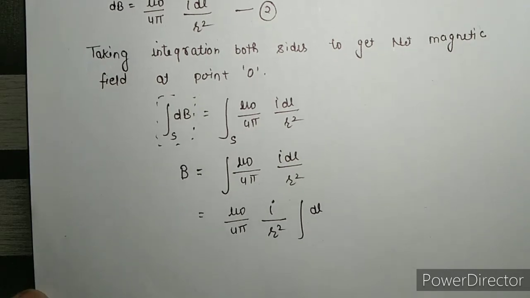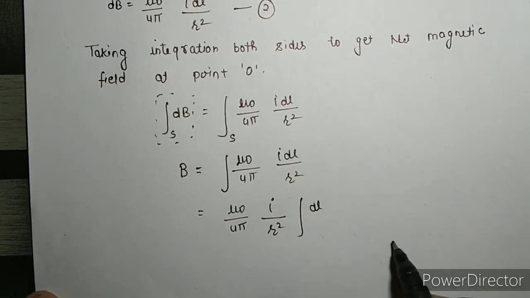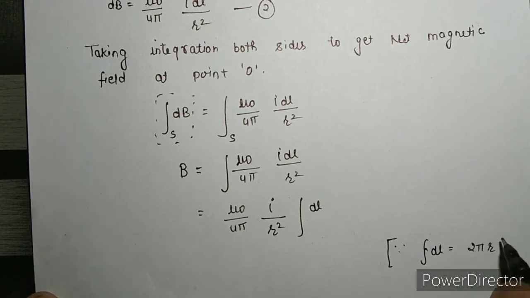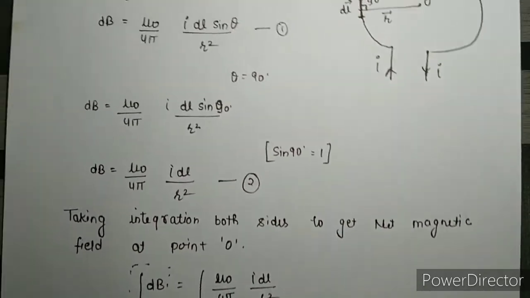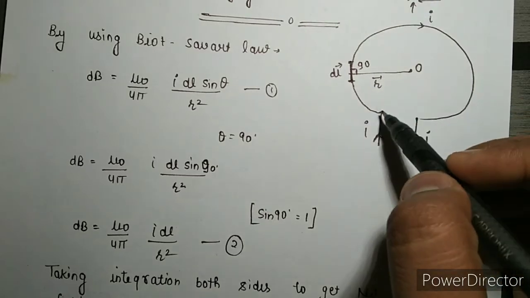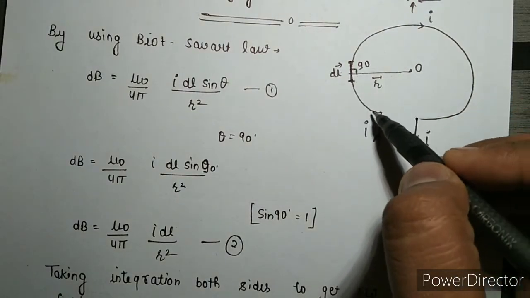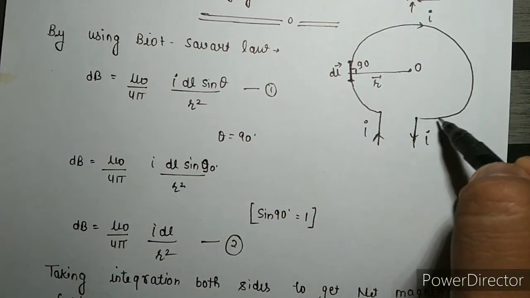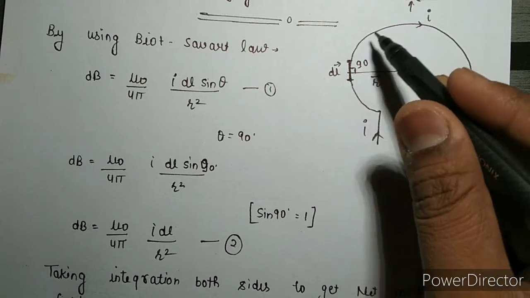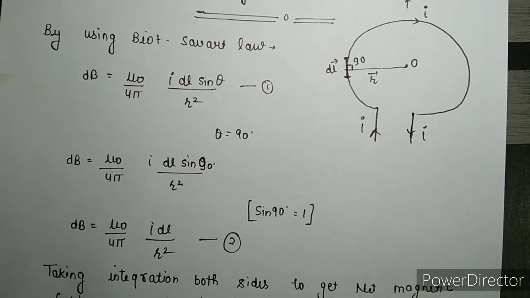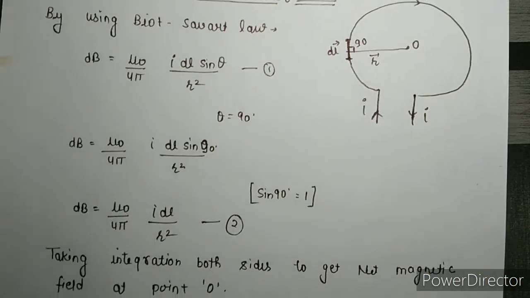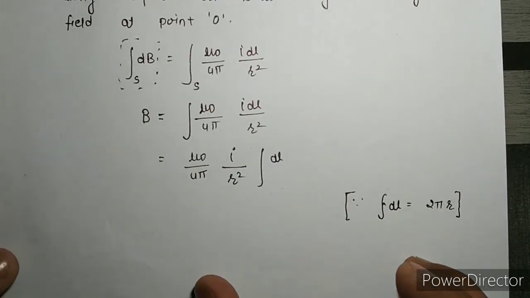So we know that the integration of dl is equal to 2 pi r, meaning the circumference of this loop. To understand this, the total integration of dl means the total length of this circle, and the total length of this circle will be the circumference of this loop. So the circumference of this loop will be 2 pi r.